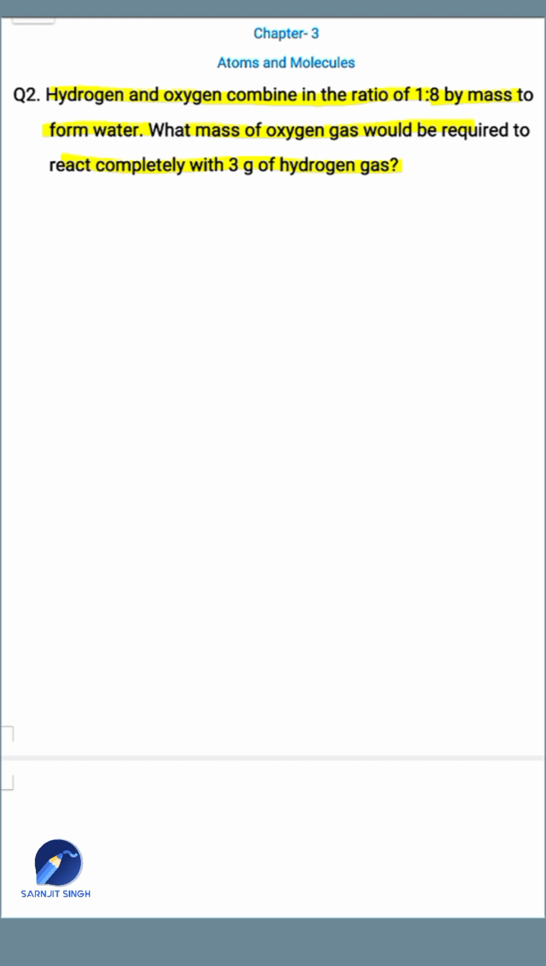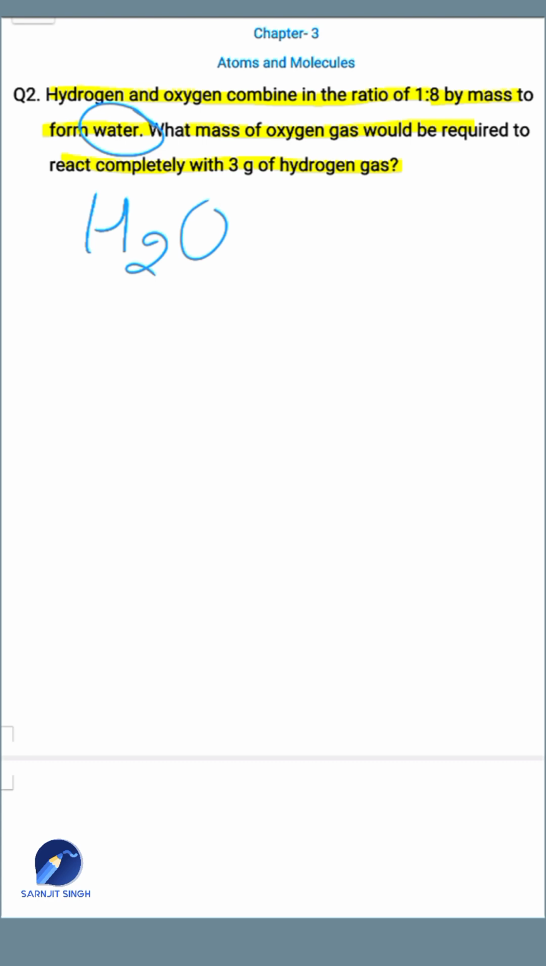First we need to understand the meaning of this question. Here in the question it is given that water, which we know has the formula H2O. According to the law of constant proportion, all the elements present in a compound are always present in a definite proportion by mass.